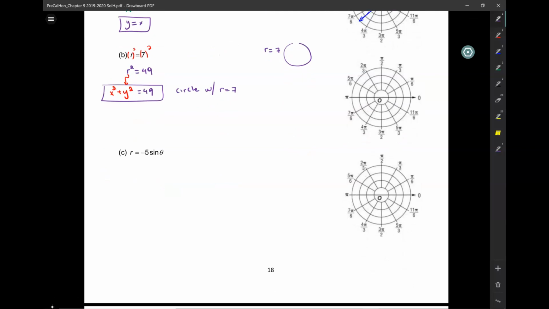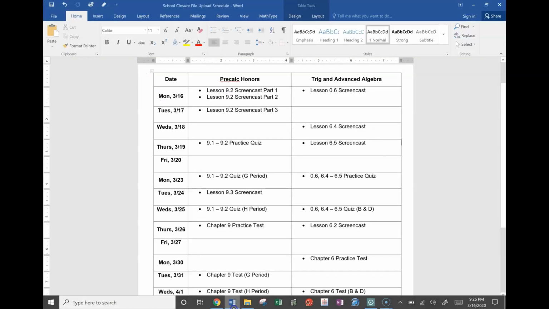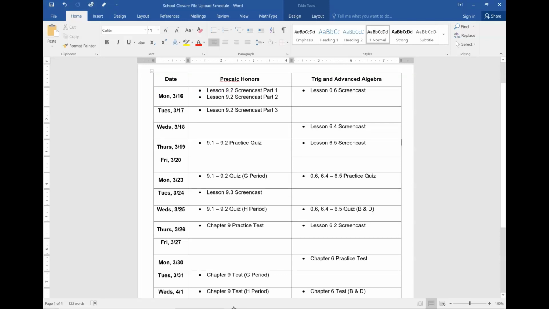The next one, this one's a bit of a doozy. Okay, so here I have r is equal to negative 5 sine theta. You remember this is also a circle, but this is a circle that is displaced.